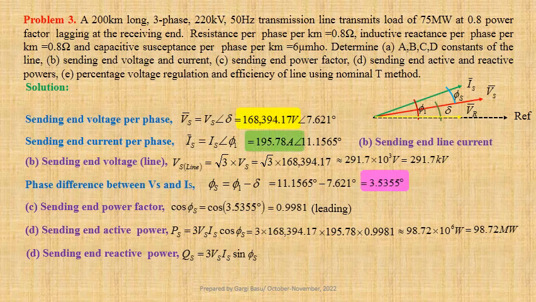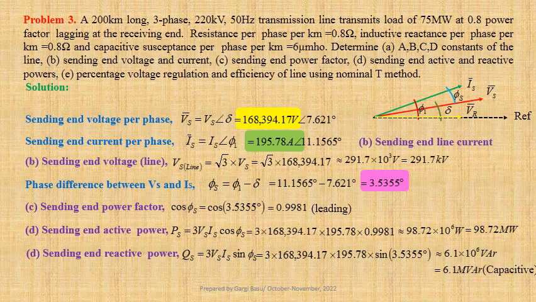Sending end reactive power Qs equals 3 times Vs into Is sin phi s. Using values we get 3 into 168,394.17 into 195.78 into sine of 3.5355 degree, which is approximately equal to 6.1 into 10 to the power 6 volt ampere reactive or 6.1 megavolt ampere reactive capacitive in nature.